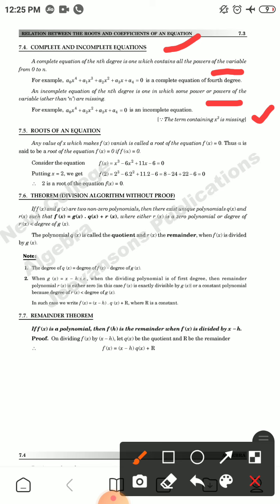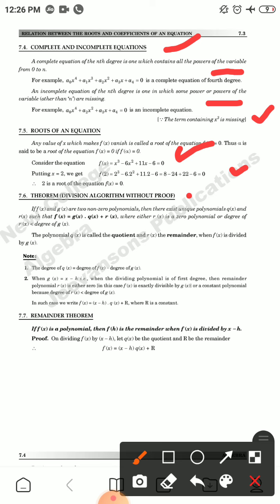Roots of an equation. Any value of x which makes f(x) vanish is called a root of the equation f(x) = 0. Thus alpha is said to be a root of the equation f(x) = 0 if f(alpha) = 0. Consider the equation f(x) = x^3 - 6x^2 + 11x - 6 = 0. Putting x = 2, we get f(2) = 2^3 - 6 into 2^2 + 11 into 2 - 6, and after solving this gives us 0. Therefore 2 is a root of the equation f(x) = 0.